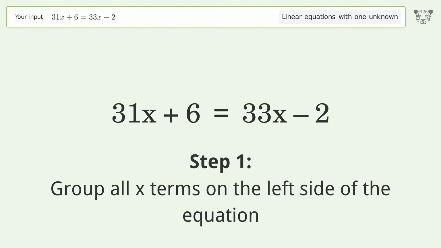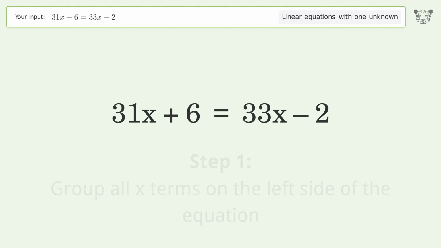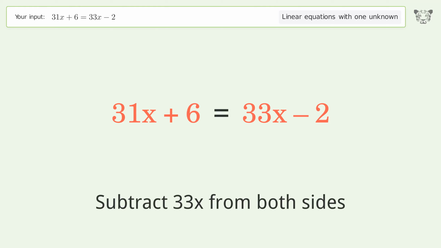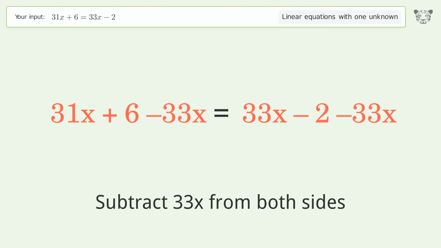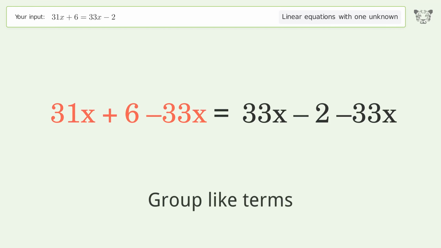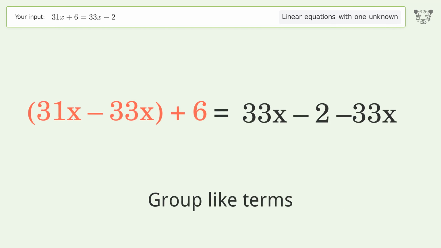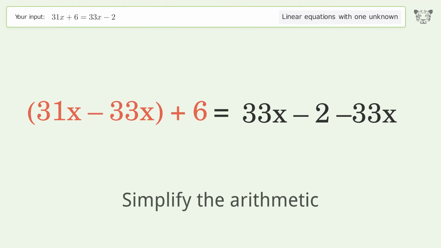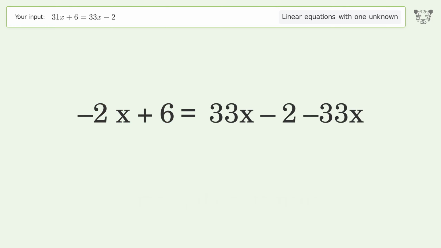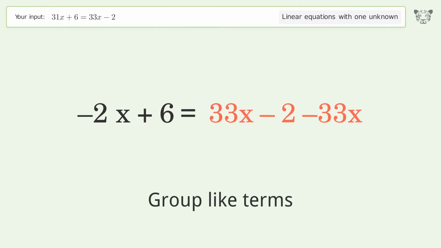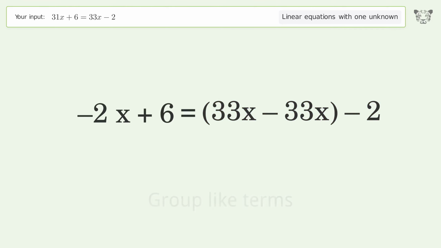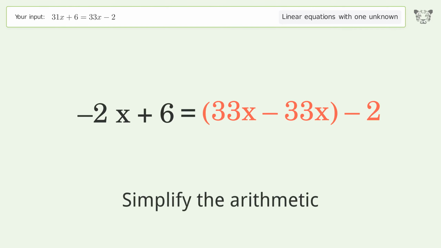Group all x terms on the left side of the equation. Subtract 33x from both sides. Group like terms. Simplify the arithmetic. Group like terms. Simplify the arithmetic.